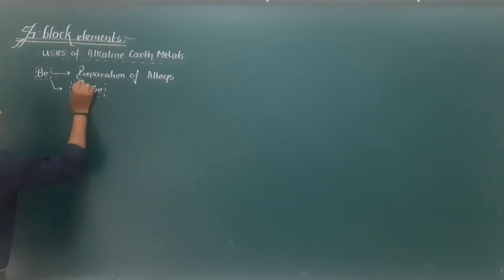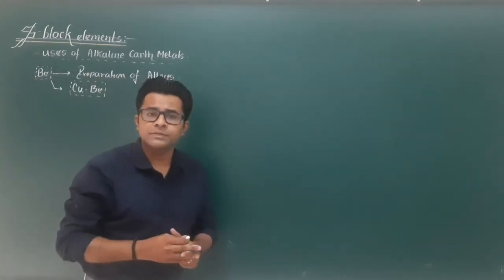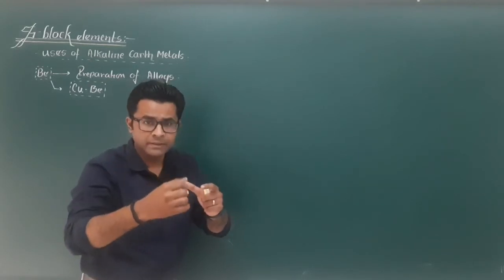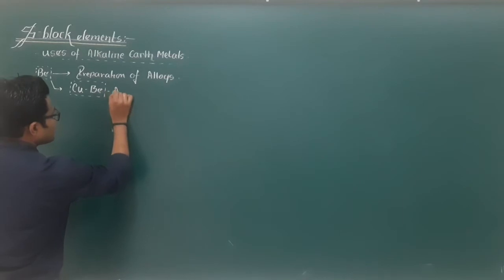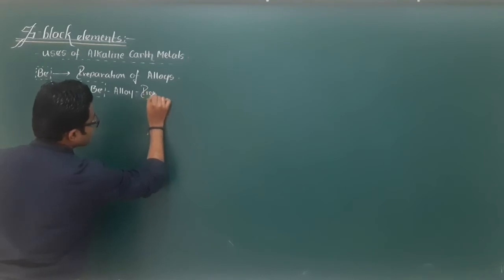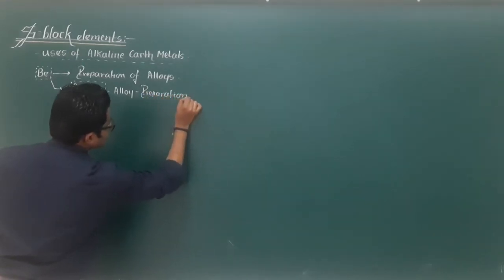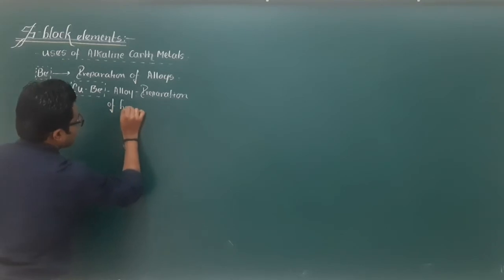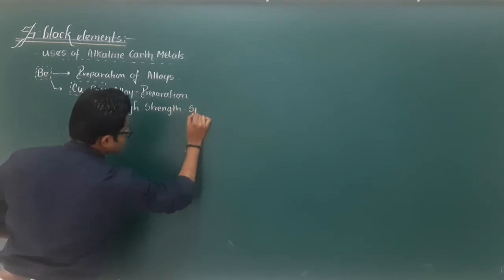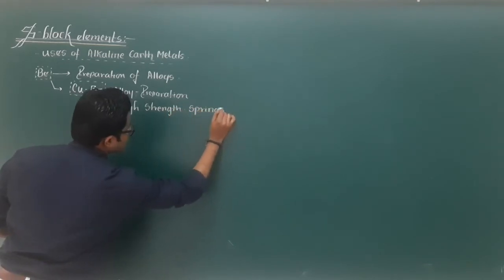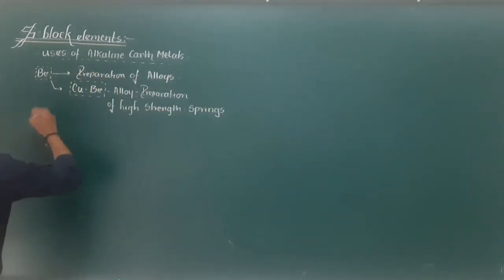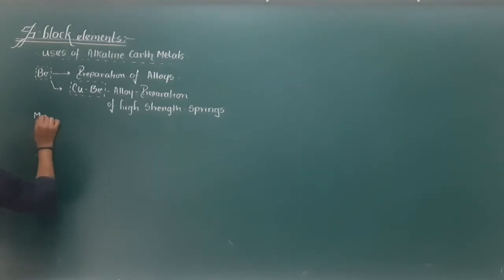Okay, now this copper beryllium alloy is used in the preparation of alloys which are used as high tensile spring. Okay, so therefore this particular alloy which is prepared is used in preparations of high strength springs. Okay, so in the springs we use this particular alloy. Now, when we take a look into the next one, and that is going to be magnesium.